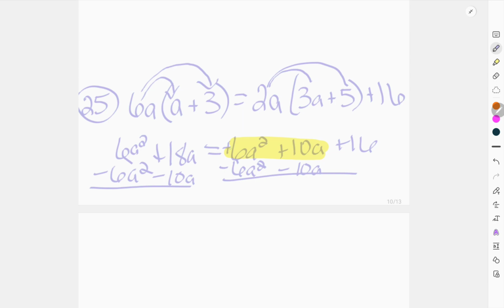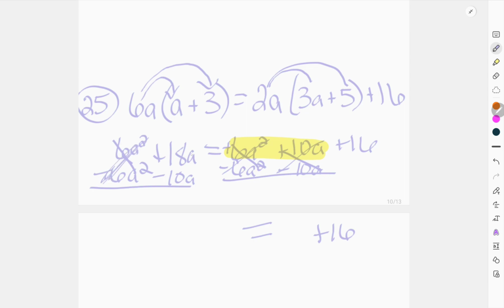So on the right side, this positive 6A squared and the negative 6A squared cancel. And the positive 10A and the negative 10A cancel, leaving me only with this positive 16. I'm going to put it down here on the second page. Okay. I'm going to bring down my equal sign. And so then I have a positive 6A squared and a negative 6A squared. So those are also going to cancel.